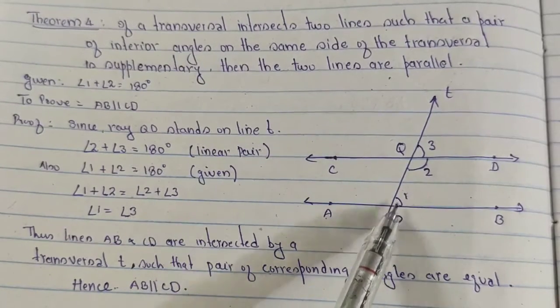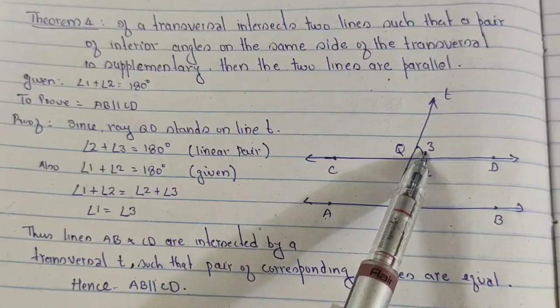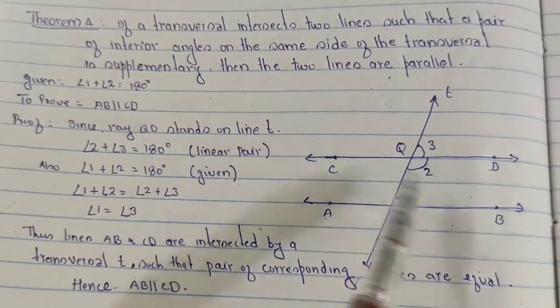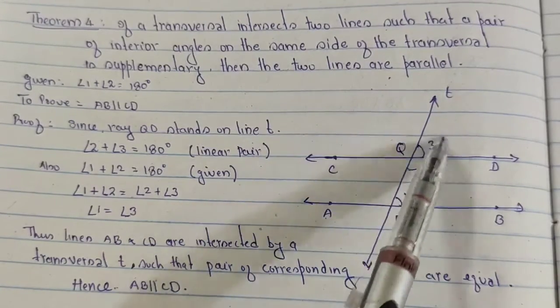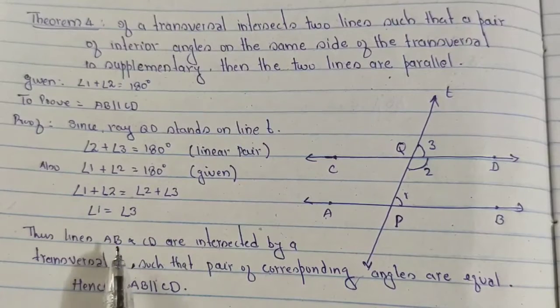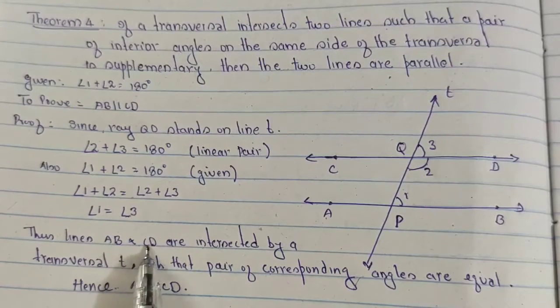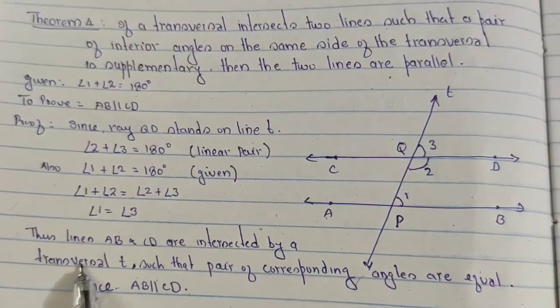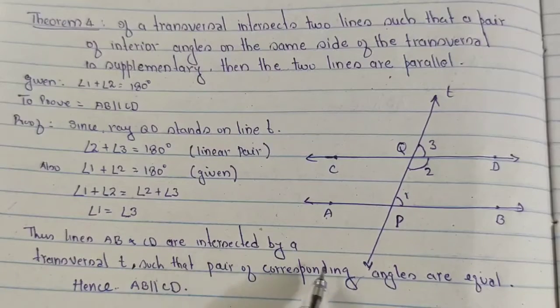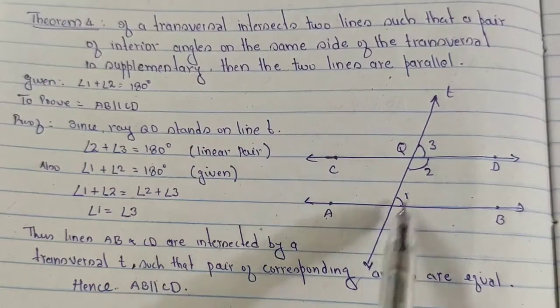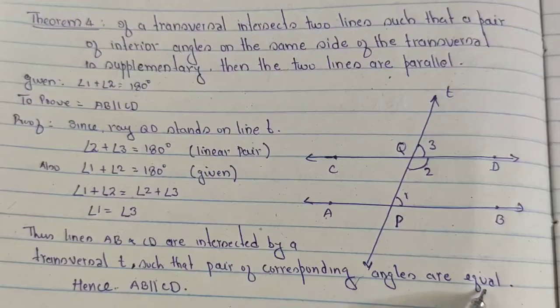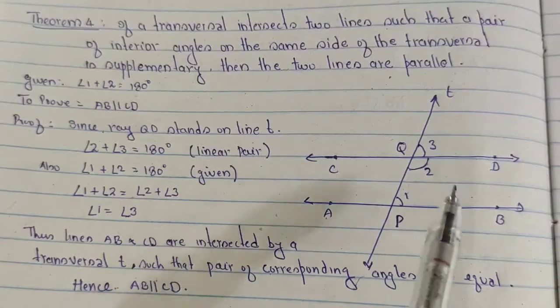If angle 1 is equal to angle 3, it means these two lines are parallel, because these two angles are corresponding. Thus lines AB and CD are intersected by a transversal T such that a pair of corresponding angles 1 and 3 are equal. Hence line AB is parallel to line CD.